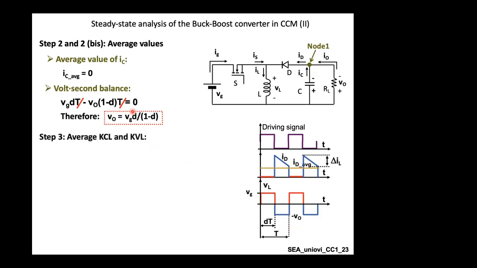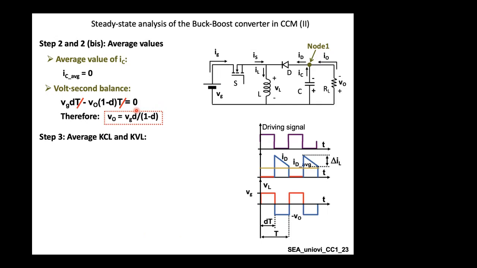Which is actually a very, very interesting equation. Why? Because in this equation, if you substitute D smaller than half, you will end up with a factor D over (1 minus D) smaller than 1. So if D is smaller than half, your circuit will behave like a buck converter.